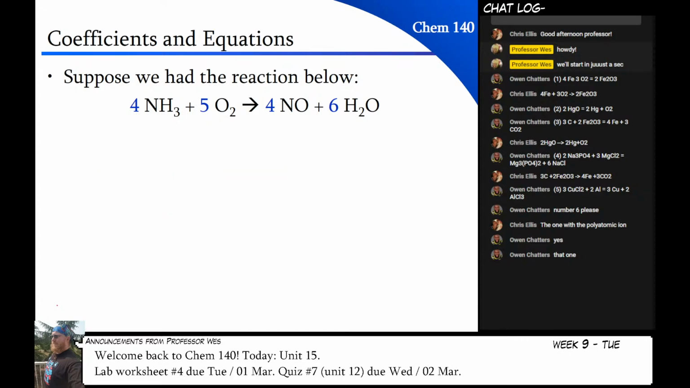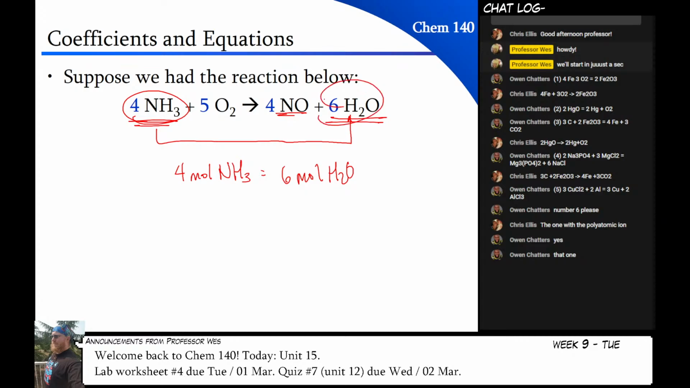On the screen, I have a reaction. And what I can say is that if I put in 4 moles of this thing, I will get out 6 moles of this thing, right? So if this goes into the container, I will get this many moles of water out. I also get NO, but if I'm only interested in these two things, then I'll just choose those to relate. And I can relate any two things that I choose to for this given reaction.